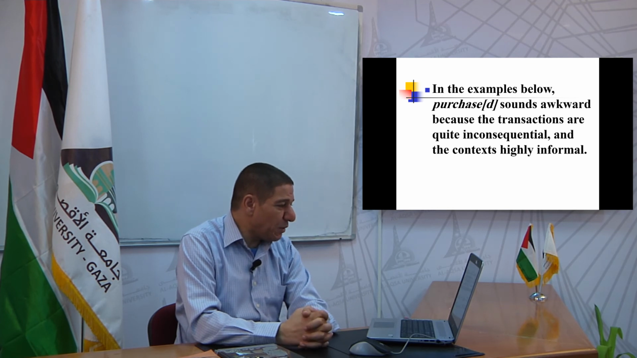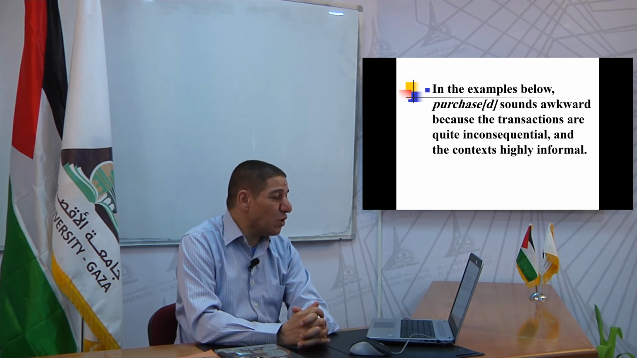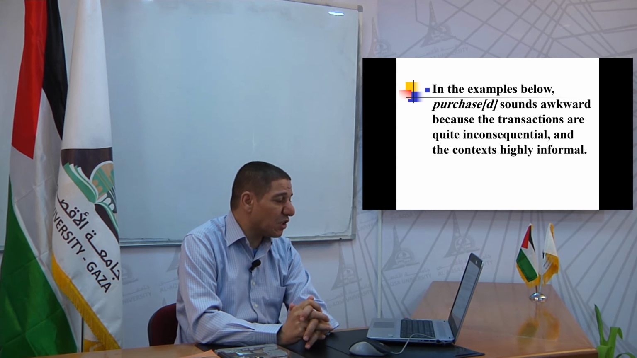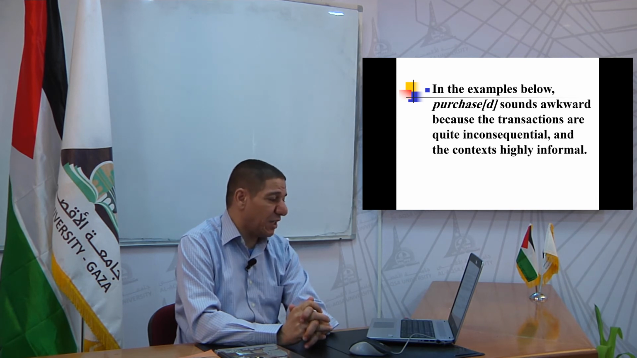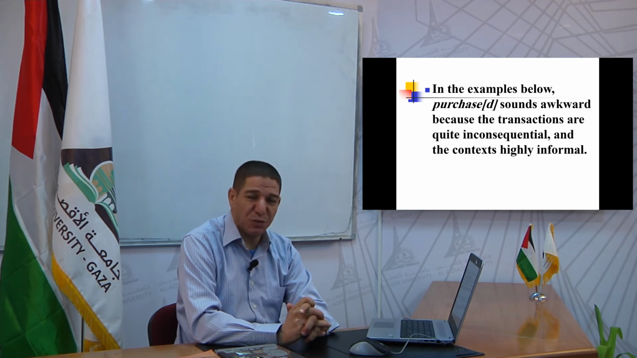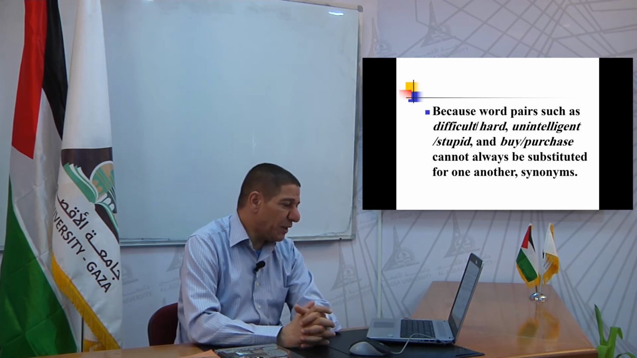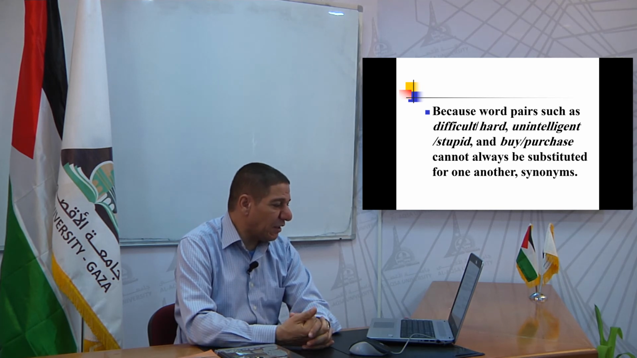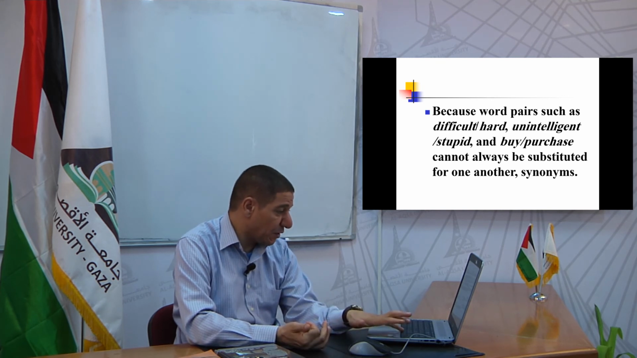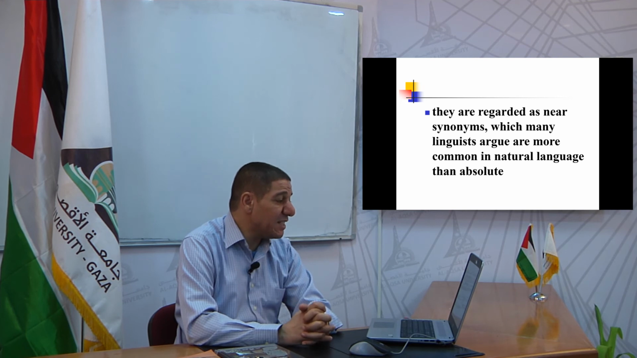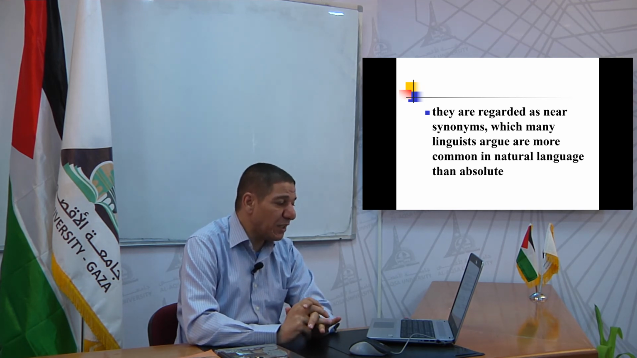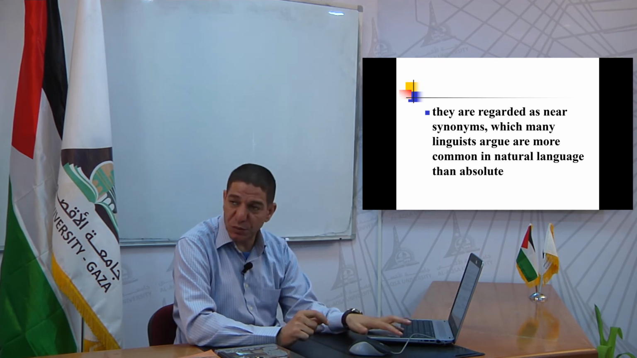In the examples below, purchase sounds awkward because the transactions are quite inconsequential and the context highly informal. Because word pairs such as difficult and hard, unintelligent and stupid, and buy and purchase cannot always be substituted for one another, they are regarded as near synonyms, which many linguists argue are more common in natural language than absolute synonyms.